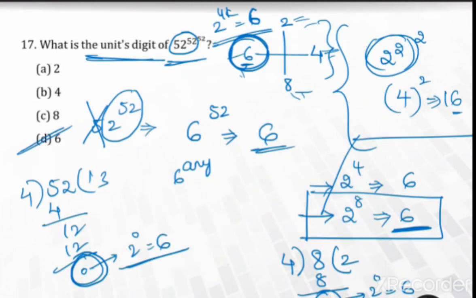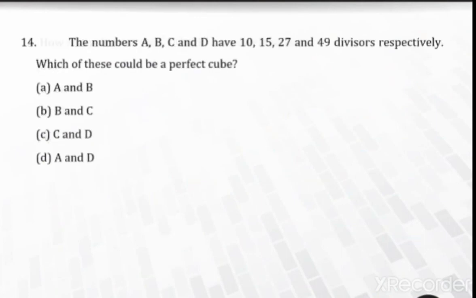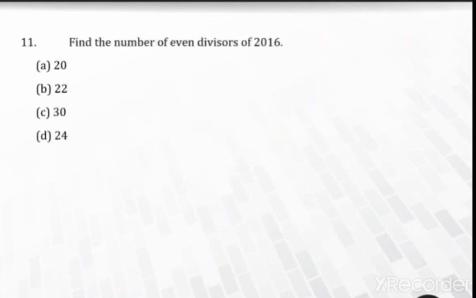This is the last question for today's session. Quickly tell me the answer. In 2016, how many even divisors are there? 30, option C.